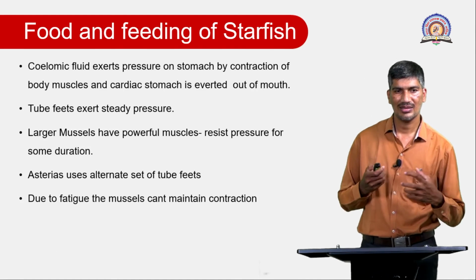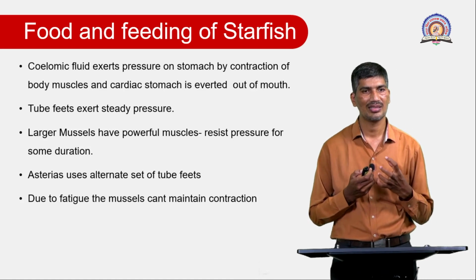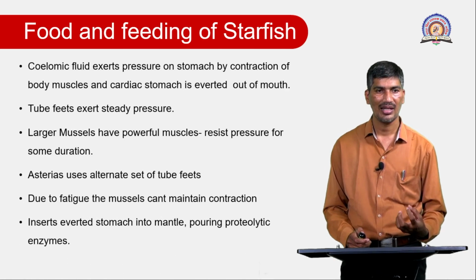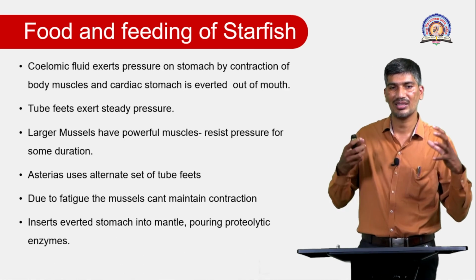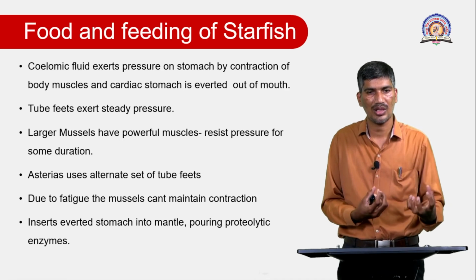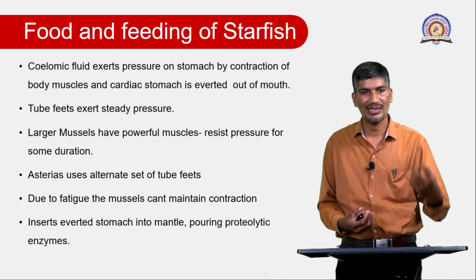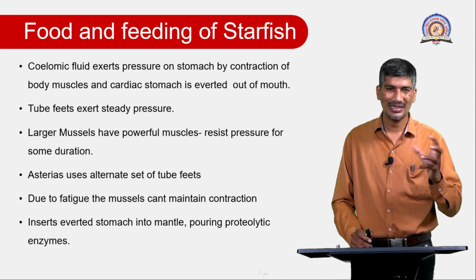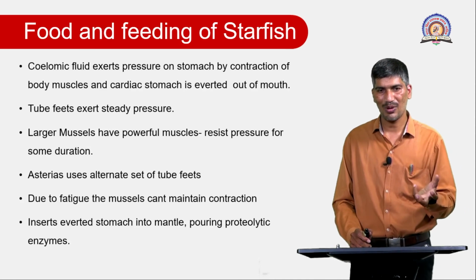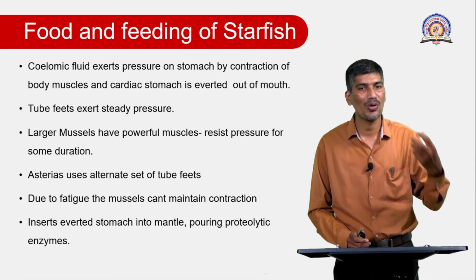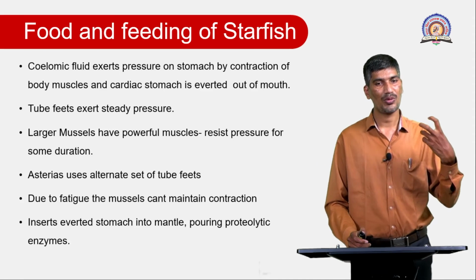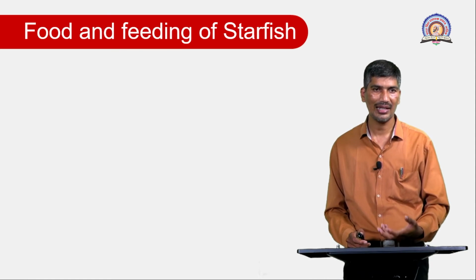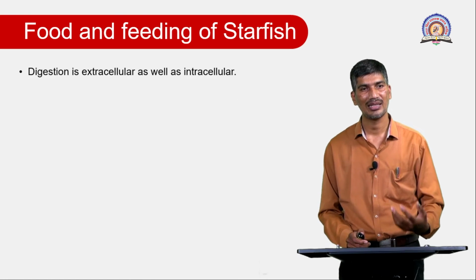And with these large muscles, the mussel gets fatigued and can't maintain its contraction, and the whole body of the bivalve is everted inside the stomach, and inside the content there is food material. The fleshy content is found inside the mussel. There they also pour a large number of proteolytic enzymes from the digestive gland, and they digest it, and then the digested food material is sent to the next part.